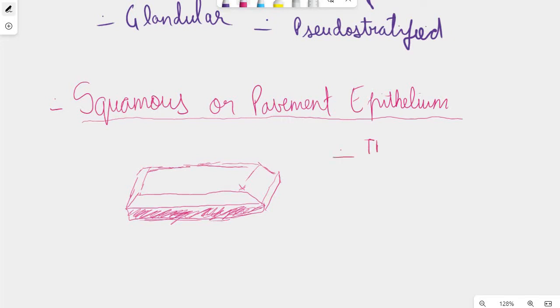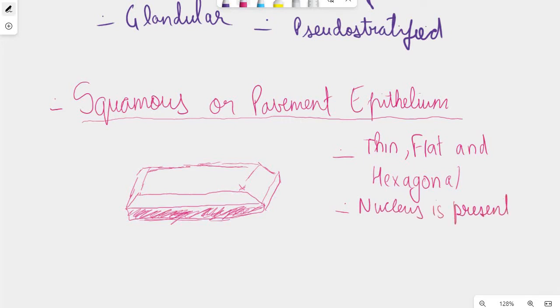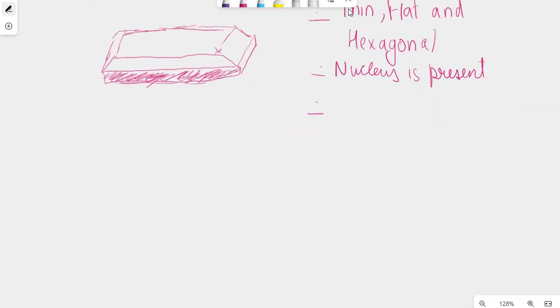Cells are thin, flat and hexagonal. Secondly, they possess a nucleus. Nucleus is present. Thirdly, cells are arranged edge to edge. Thus they make a lining. They form a lining.